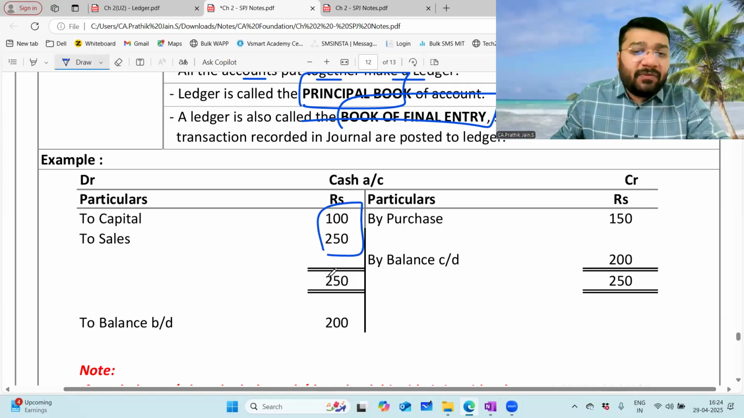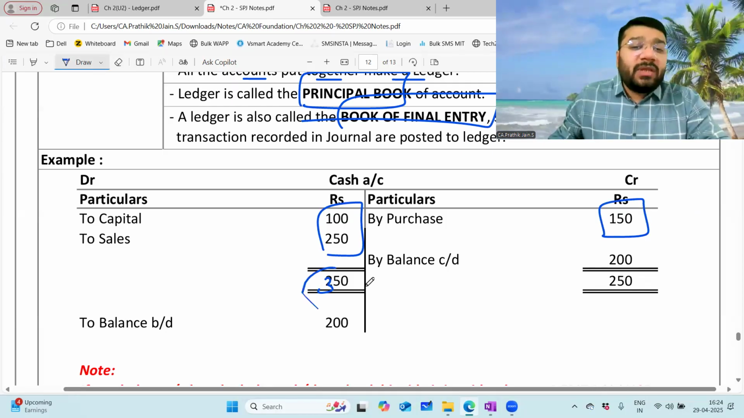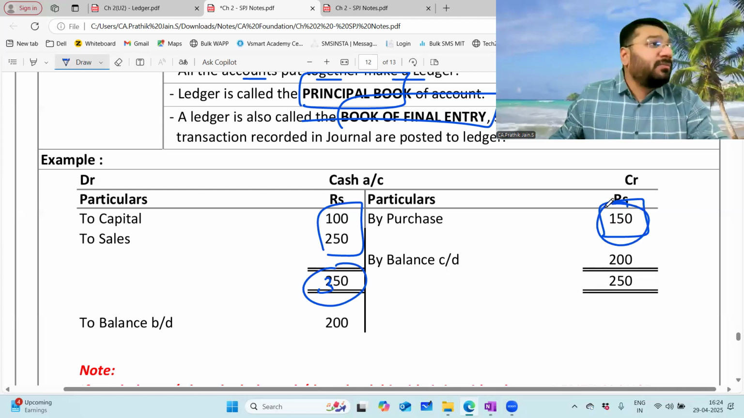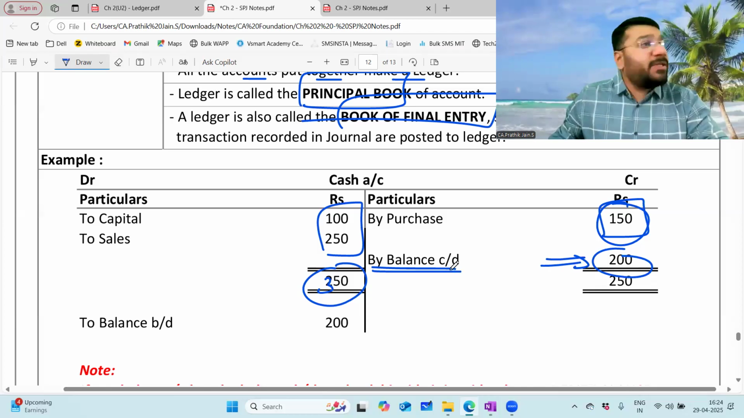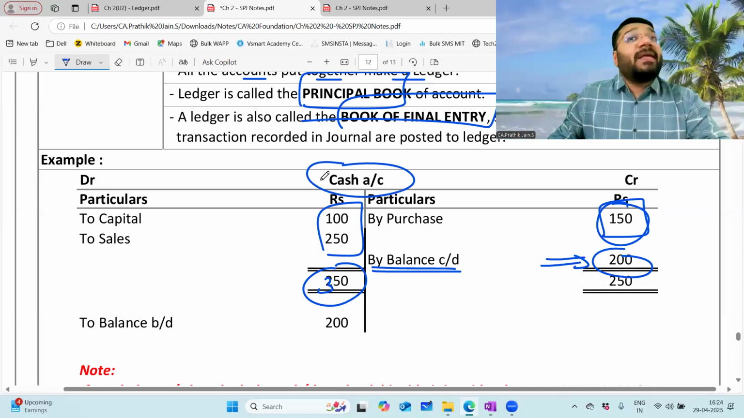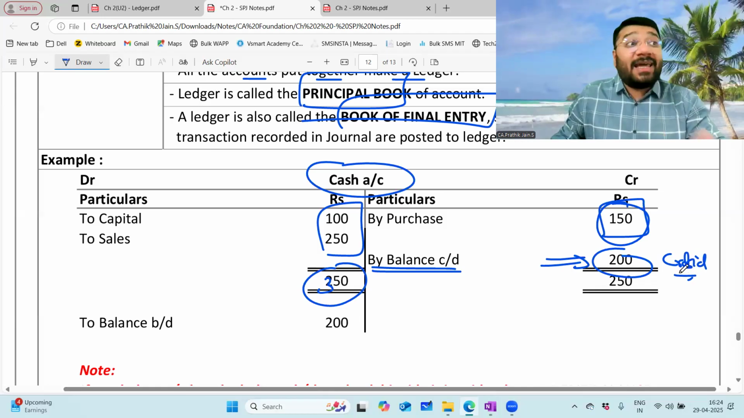If you look at this question, the total of debit side looks bigger. It is how much? 350. And the total of credit side is only 150. So 350 minus 150 is how much? 250. Sorry, 200. And this 200 is what? The balance carried down of this ledger. For assets, always the balance carried down will come on the credit side.